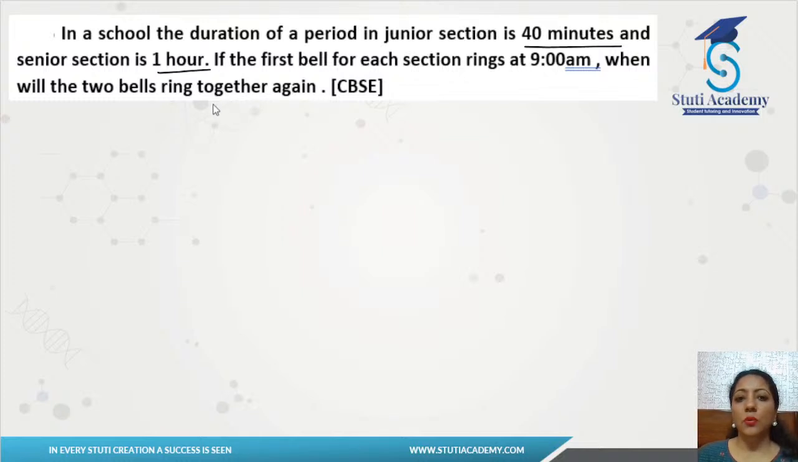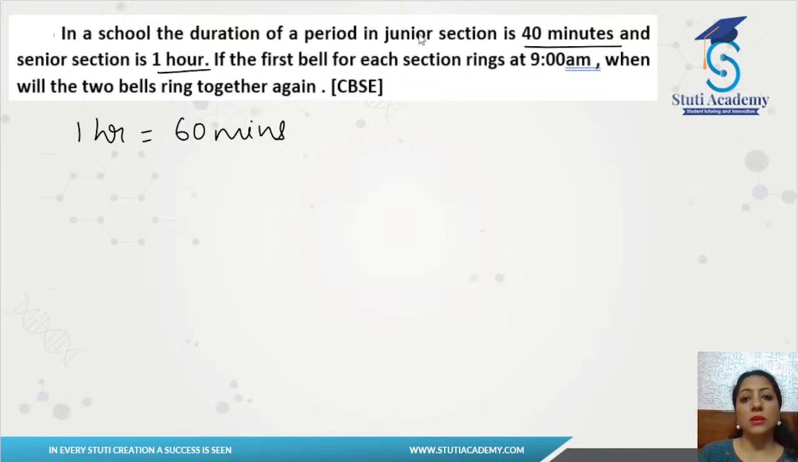So we have a school where the duration of a period in junior section is 40 minutes and in the senior section it is 1 hour. So I can write 1 hour as 60 minutes also. Now, the first bell for each section rings at 9 a.m. So both the bells are ringing together at 9 a.m. because that's the beginning of the first period. When will the two bells ring together again?